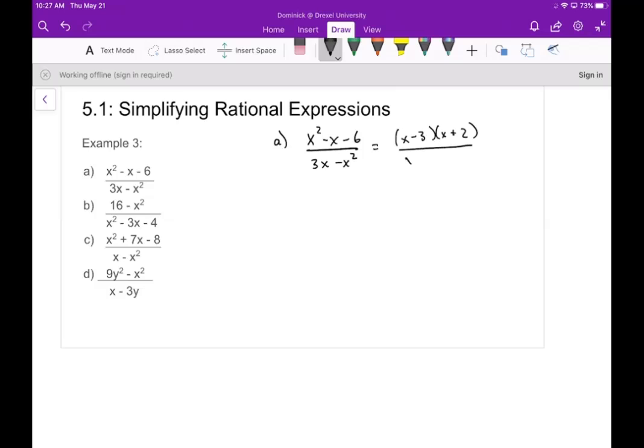Now on the bottom, you can take out an x, and you have a 3 minus x, right? Okay. Now, we're kind of close on two terms, right? The x plus 2 and the x are sort of on their own, but x minus 3 is in the top, and we have a 3 minus x in the bottom. Now, they're not the same, but they're close, right? They're sort of off by negative. So what we're going to do is multiply the top and the bottom by negative 1.